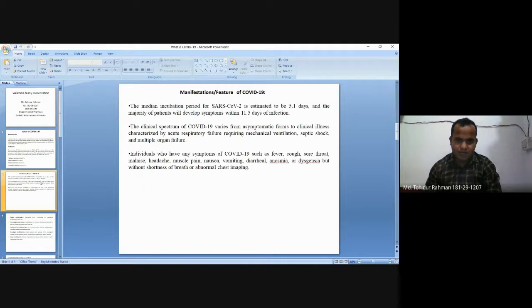Individuals who have any symptom of COVID-19, such as fever, cough, sore throat, malaise, headaches, muscle pain, nausea, vomiting, diarrhea, anosmia, or dyspnea, but without shortness of breath or abnormal chest imaging.